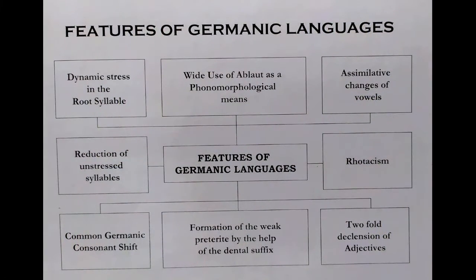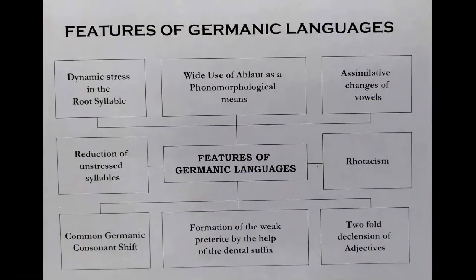Next, assimilative changes of vowels. Assimilative changes of vowels are observed in all Germanic languages, and it is stated as a feature of Germanic languages. What does it mean? We know that there are assimilative changes of consonants in many languages, but here in Germanic languages we see assimilative changes of vowels, or vowels can also change as a result of assimilation. Therefore, we call it assimilative change of vowels.